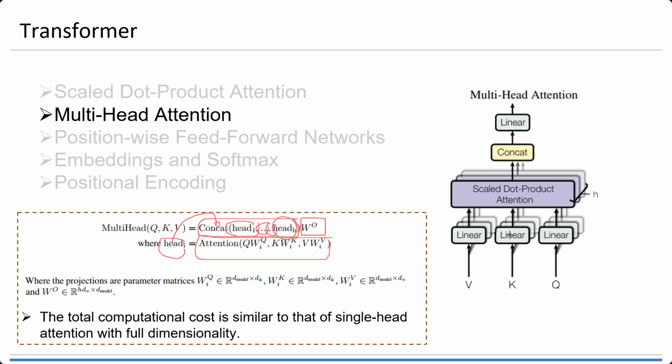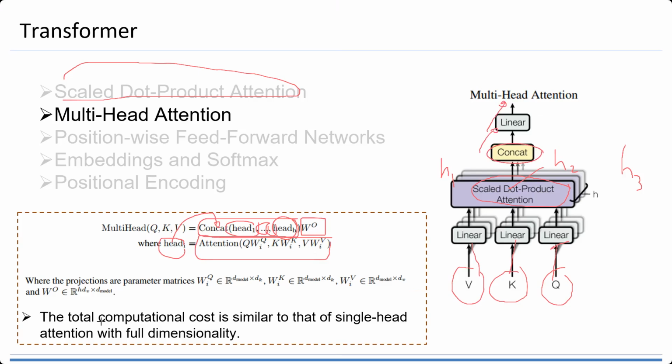So the idea is like this one. We have the V, K, and Q, and then we perform the linear function, and we do the scaled dot product attention. After we have this one, maybe this is H1, this is H2, this is H3, then we will do the concatenation. And after that, we have the linear function to get the multi-head attention.